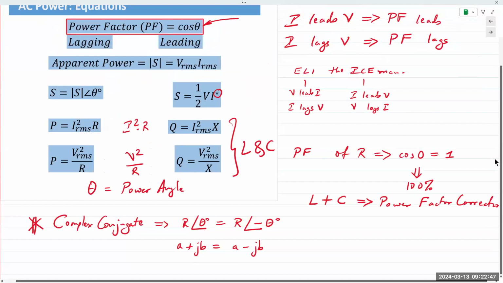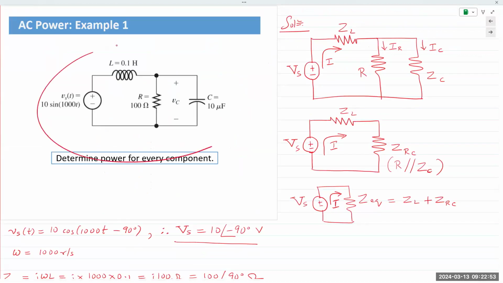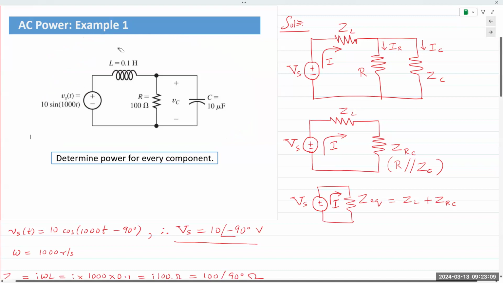Okay, let's take a look at the example. So we have two examples. The first one is a simple RLC circuit. The values of the resistor, inductor, and capacitor are given to us. The source value is given to us, and we are asked to determine the power for every component.